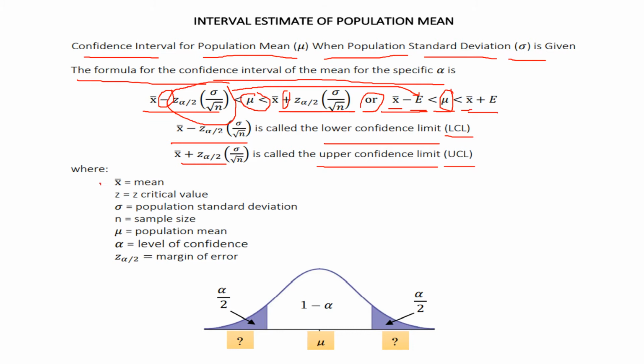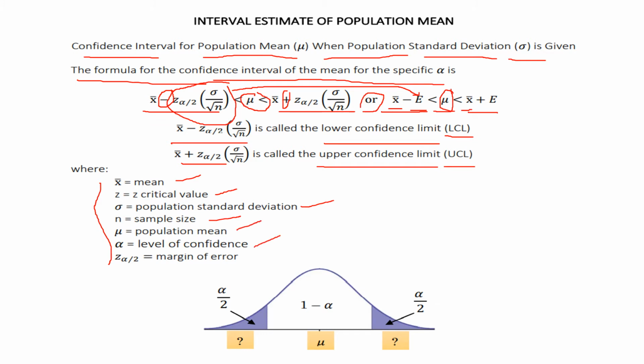So here there's a legend that will serve as our guidelines for the different symbols involved in the given formula. Your x bar is your sample mean, your C is the critical value, your sigma is your population standard deviation, your n is your sample size, and your mu is your population mean.